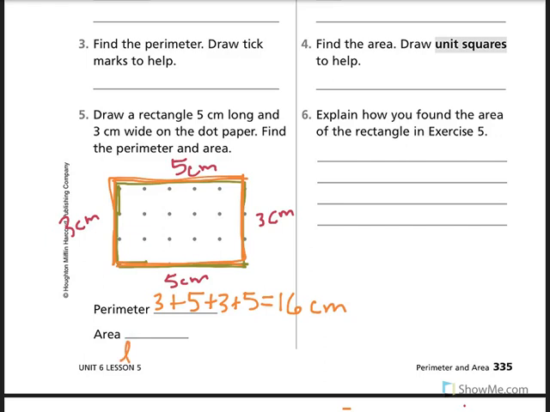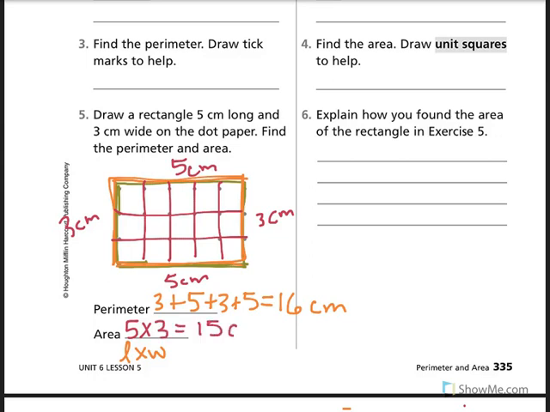And then the area, remember, is the length times the width. It's the space inside the shape. So that'll be 5 times 3, which is 15 centimeters squared, or square centimeters. And if you count the squares, there are actually 15 inside. Let's check. 1, 2, 3, 4, 5, 6, 7, 8, 9, 10, 11, 12, 13, 14, 15. Yep, there you go. So it says, explain how you found the area of the rectangle in exercise 5.